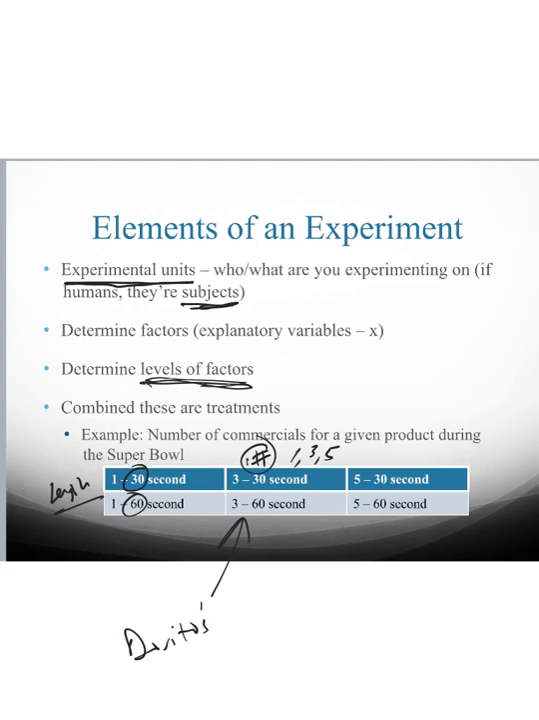When you combine all these, you get six potential treatments. So the six potential treatments here are outlined in this diagram where you have one, three, or five commercials, and they're either 30-second or 60-second commercials. So those treatments, what we would do with that then is because we have six treatments, that means if we were to set up an experiment, we would need to have 6 groups in our experiment.